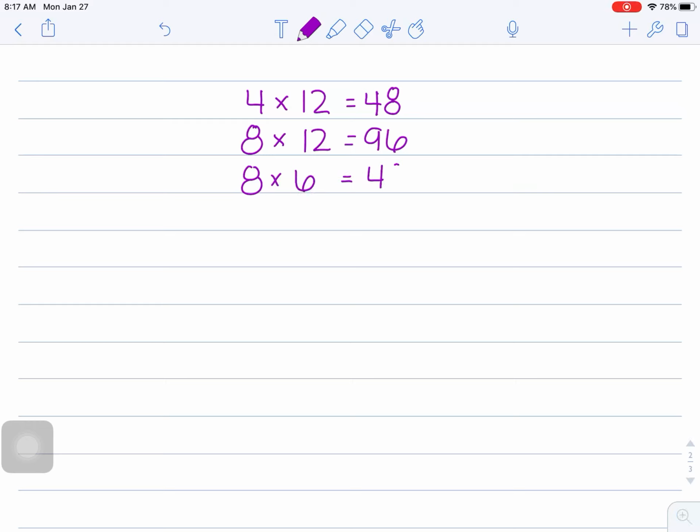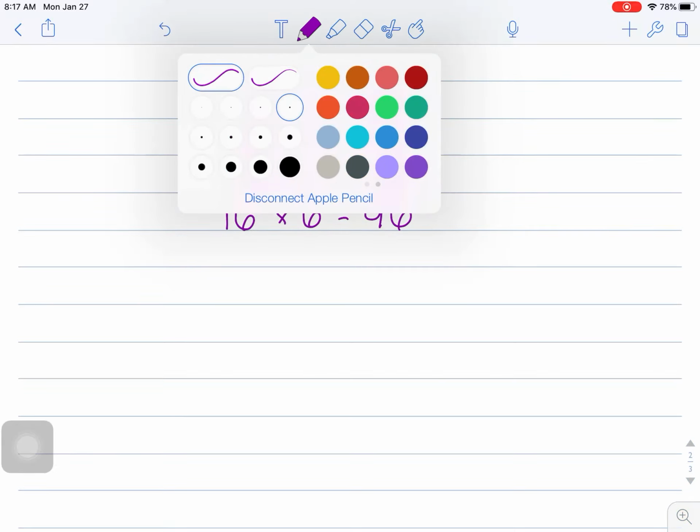Okay, hopefully you've paused and now you're back. So just rewriting these problems and looking at them in a different way, let's see what we notice. We know 4 times 12 is 48. We know 8 times 12 is 96. 8 times 6 is 48. And 16 times 6 is 96. What patterns do we notice here?